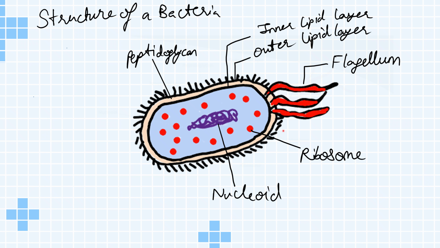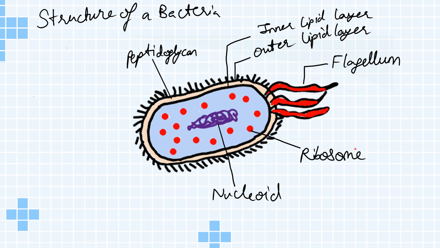This slide shows the basic structure of a bacterium. The outer layers help protect the bacteria, while the flagellum helps in movement. Inside the bacterium are ribosomes, which are responsible for making proteins. There's also the nucleoid region that contains the bacteria's genetic material.